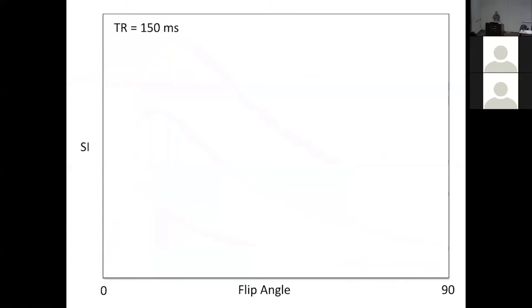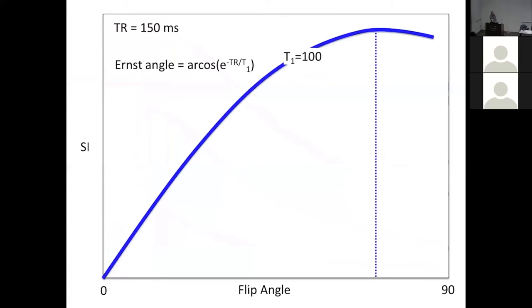Let's now look at a TR of 150 milliseconds and see if we see a similar pattern. And the answer is yes, we do. With a T1 of 100, we see something that looks like this, and this is the Ernst angle. If the T1 is 200, we see a curve that looks like this, and this is the Ernst angle.